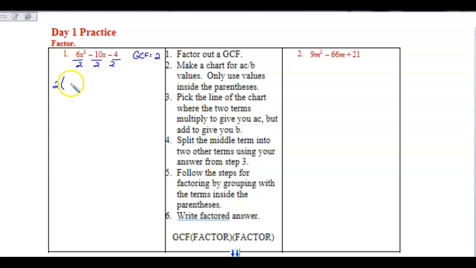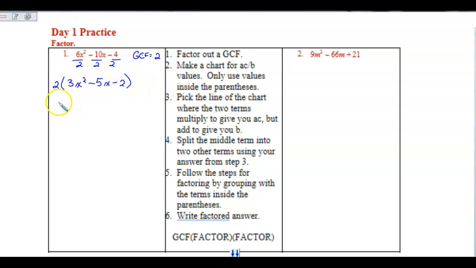So 6 divided by 2 is 3. Bring down my x squared. 10 divided by 2 is 5. Bring down my x. And 4 divided by 2 is 2, no variable. Now I have my trinomial.